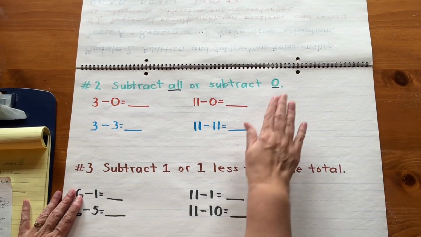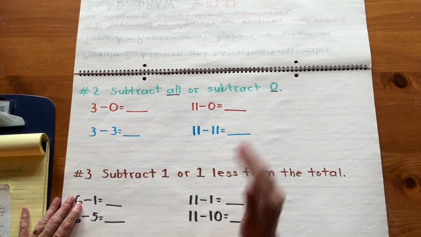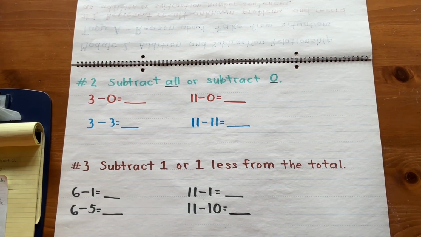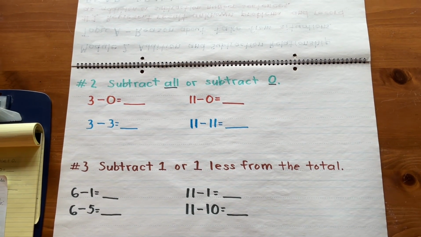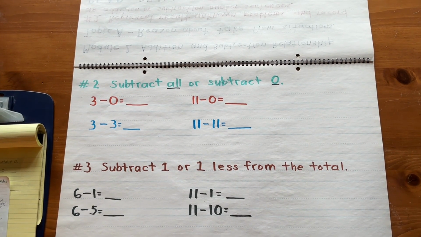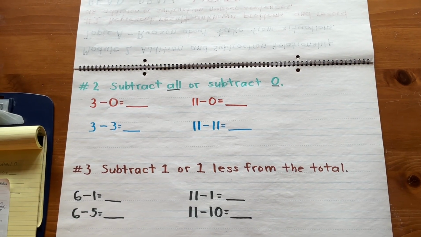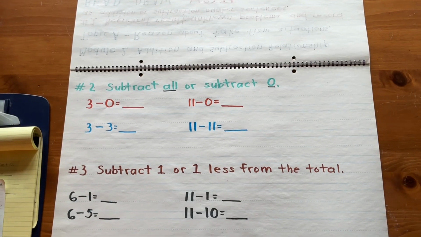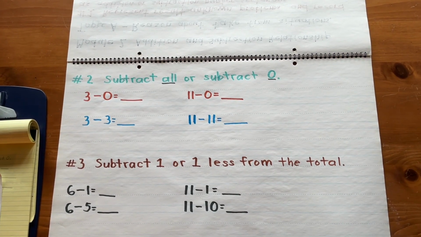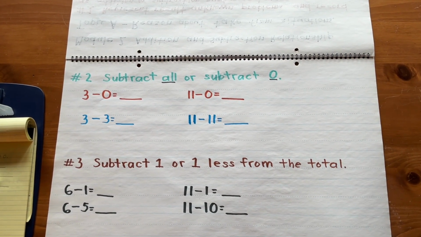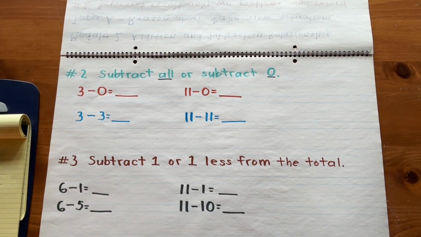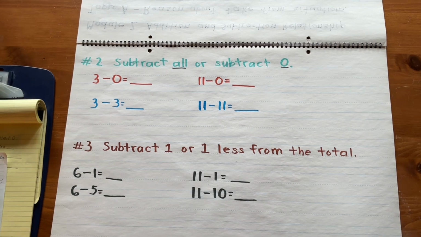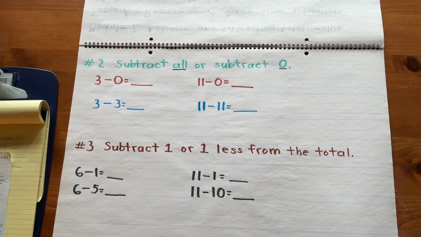Subtract all or subtract 0. For some scholars, they're going to get this right away. For other scholars, you're going to have to make sure they have plenty of practice. They can be using their hands for counters, number path, or objects. I would recommend that you use cubes for this for the scholars to show taking away.